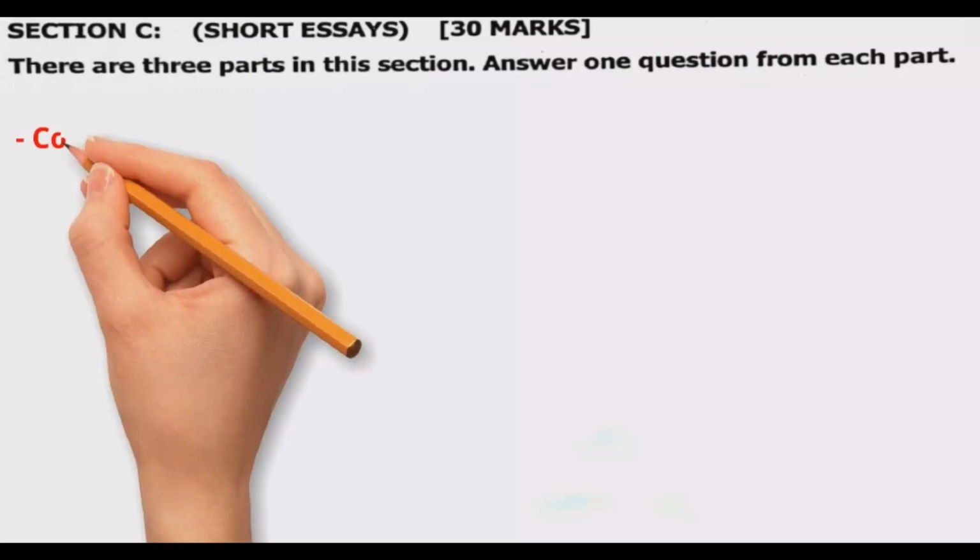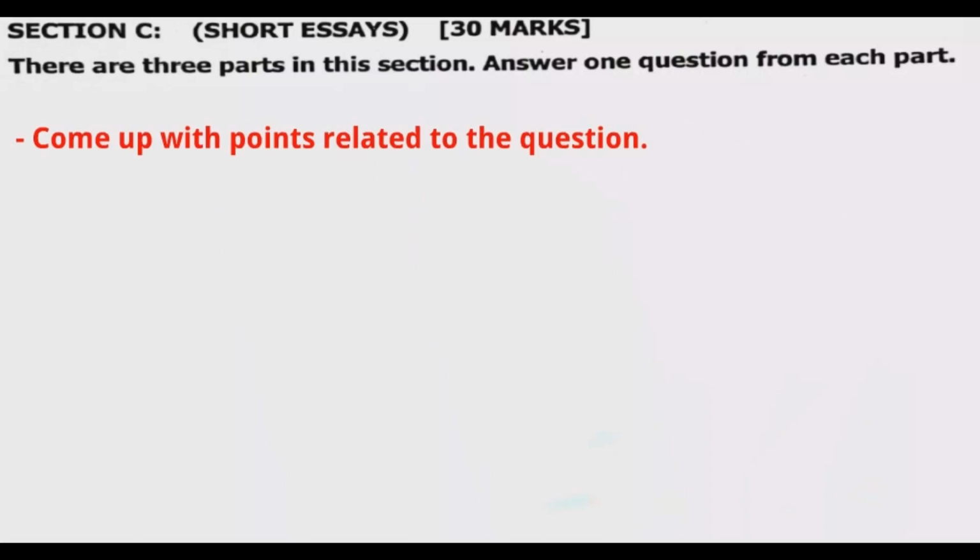Before we go on and answer the questions, I want to talk about a few things that you need to do as you answer this section. The first thing you need to do when you read the question is come up with points related to the question. Make sure you just come up with points that are asked in the question. Don't bring irrelevant points into this. Just bring out varied points.